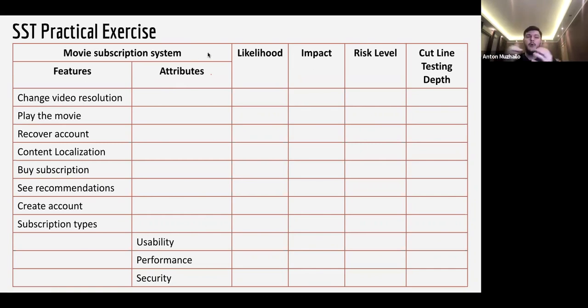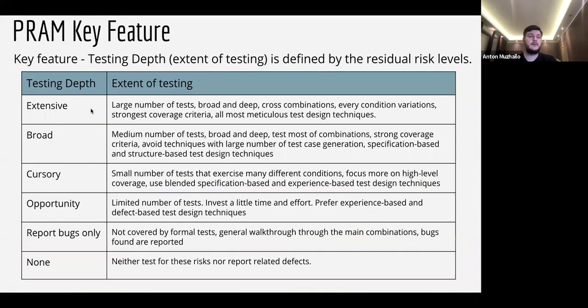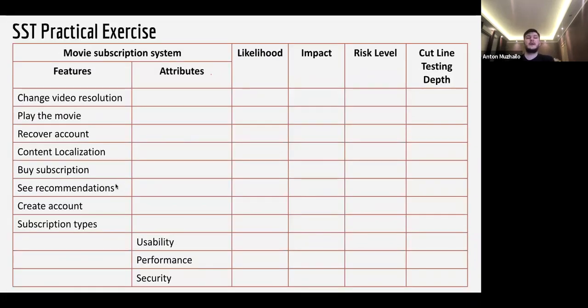Try to think about how you would estimate the likelihood and impact of each feature of this particular product, and what testing depth will be required for each of them, for example, according to this template. Just think about how it will be good for you. You will ask yourself lots of questions during the determination of likelihood and impact, if you remember those factors that influence likelihood and impact, right?